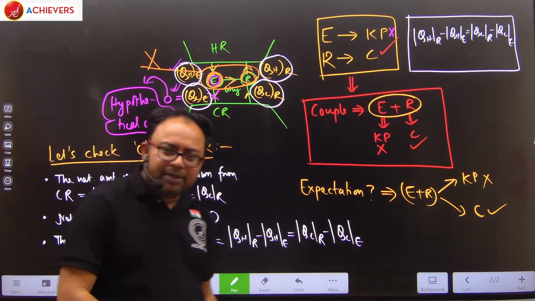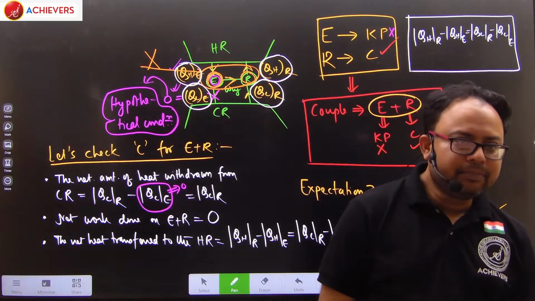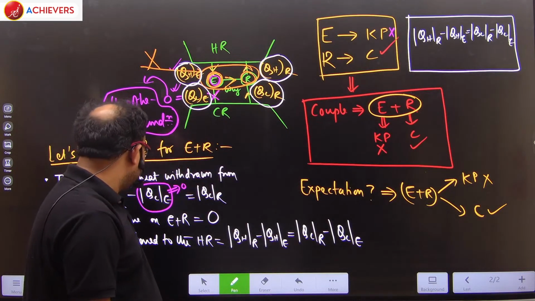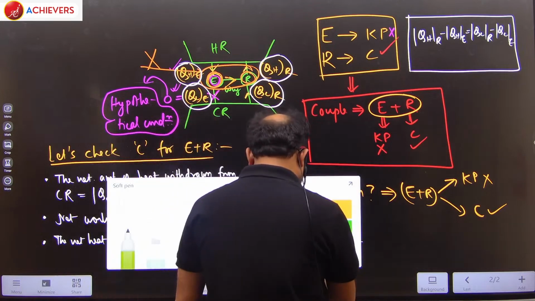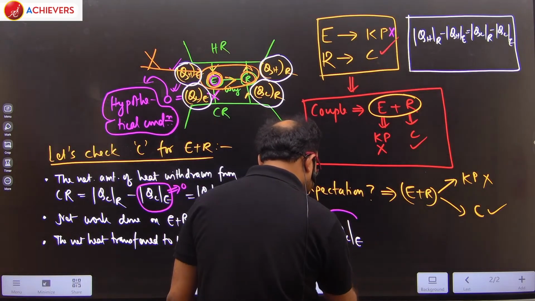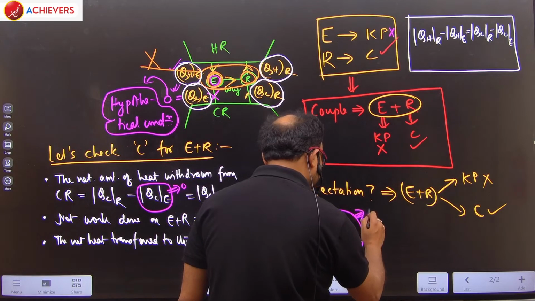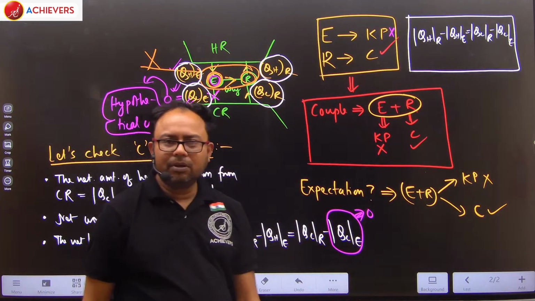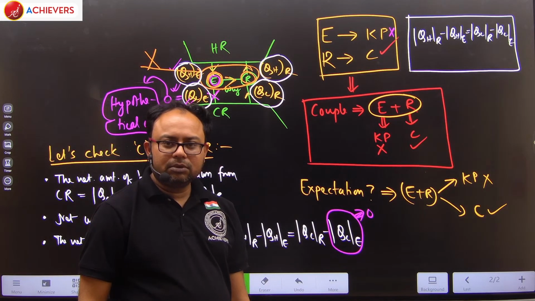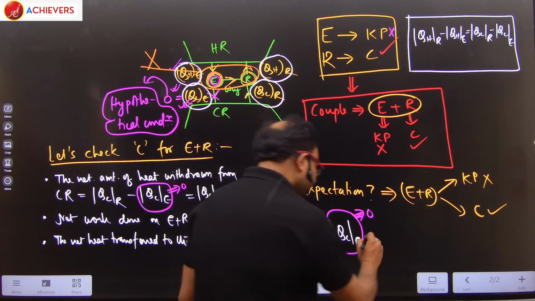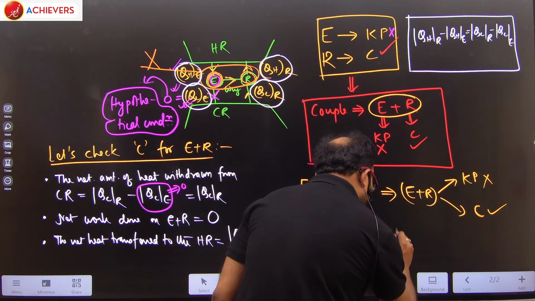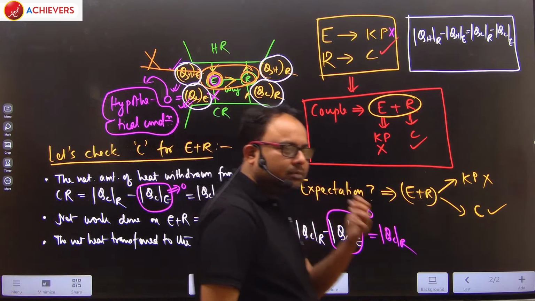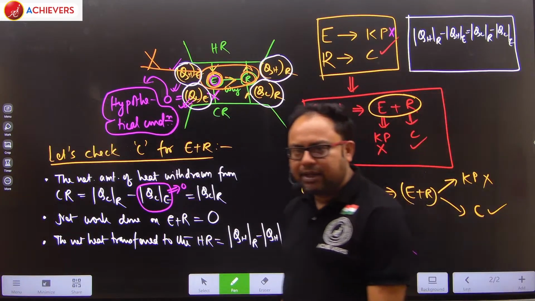We have already established the condition for the couple. And again we know that mod of QCE is 0. If this is 0, then this amounts to mod of QCR.